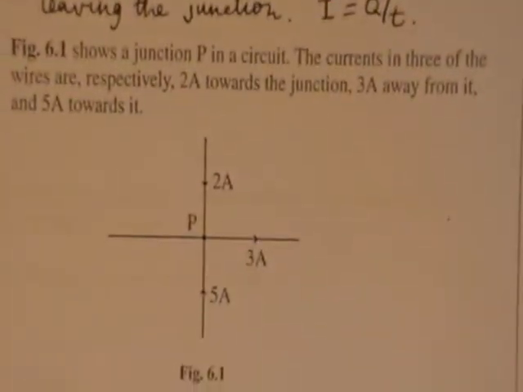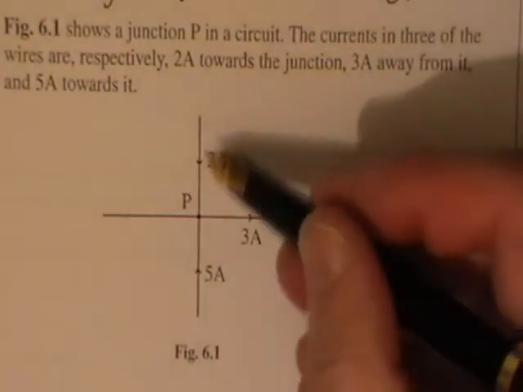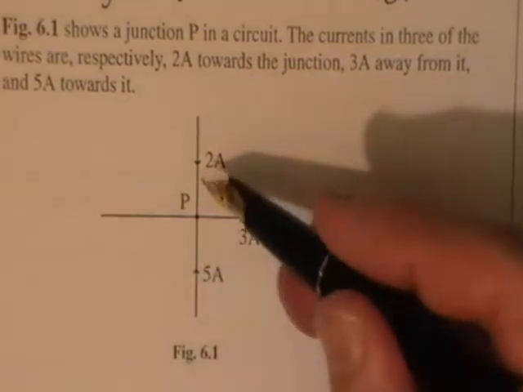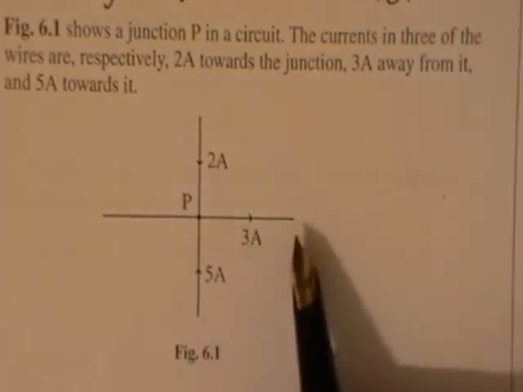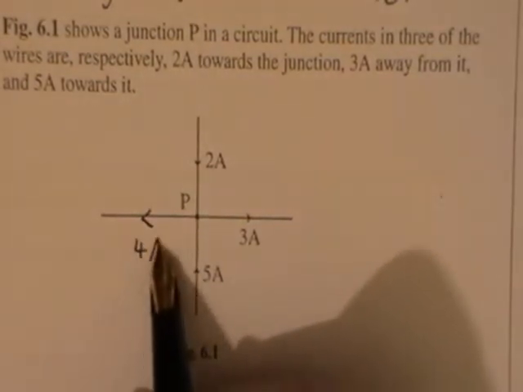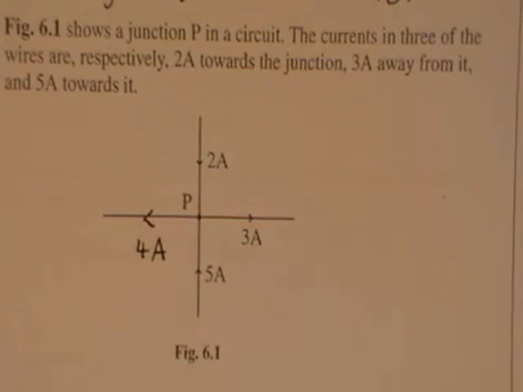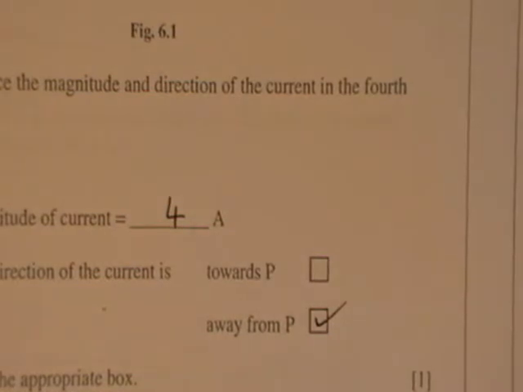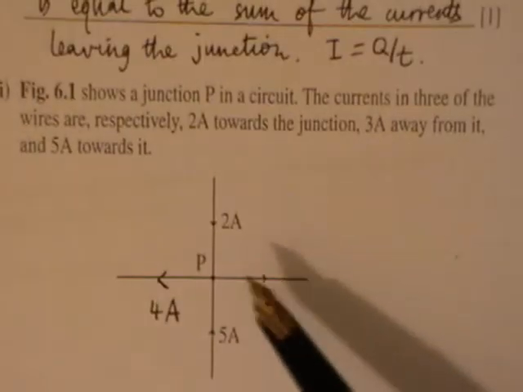If we take a look at this, then we have 2 amps coming in, 3 amps coming out, 5 amps coming in. So in total we have 7 amps coming in, 3 amps going out, which means that we must have 4 amps going out at that point there. So the magnitude of the current is equal to 4 amps, and the direction is away from P, as shown in the diagram here.